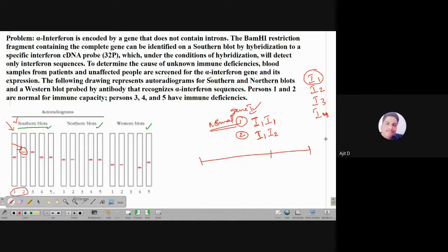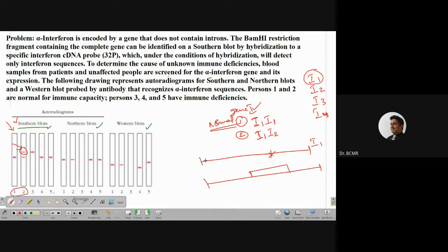Either due to loss of a restriction site, maybe. That is right, that is also a possibility. It could be an insertion. It could be a loss of a restriction site. That is what I'm looking for. So either of those two are possible. Okay, just keep that in mind.